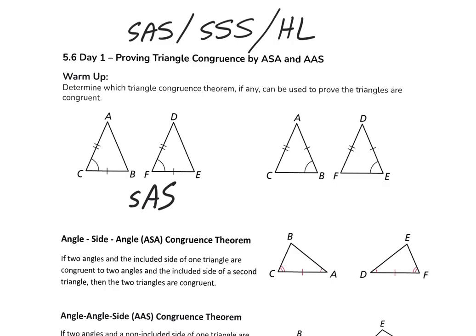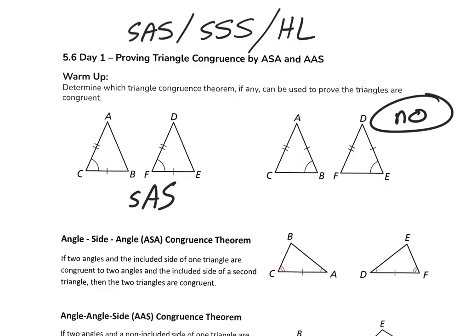Can I do three sides? Side, side, side? No, because we don't know the bottom side, right? Can I do the HL theorem? No, because we don't have a 90-degree angle, right? So none of those three work. And so based on what we knew from Friday, we would say no. These are not congruent. Do they look like they could be congruent? Yes. Does this mean that they're not congruent? No. We just can't prove they're congruent, right?